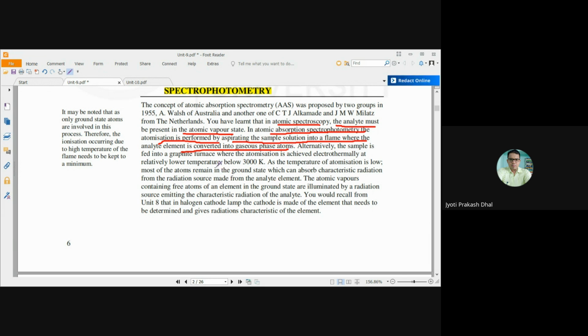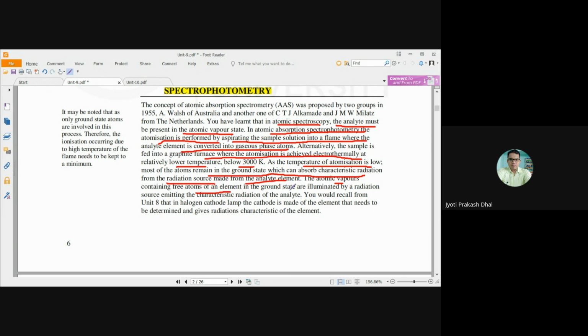Alternatively, the sample is fed into a graphite furnace where the atomization is achieved electrothermally at a relatively lower temperature, that is below 3000 Kelvin. As the temperature of atomization is low, most of the atoms remain in the ground state, which can absorb characteristic radiation from the radiation source made from the analyte element. The atomic vapor contains free atoms of an element in the ground state.